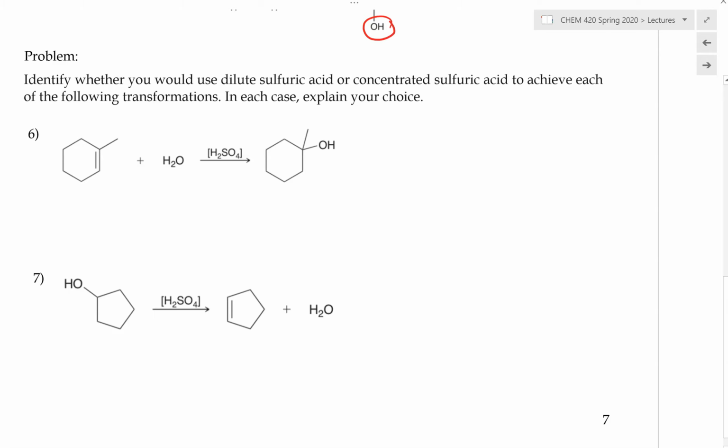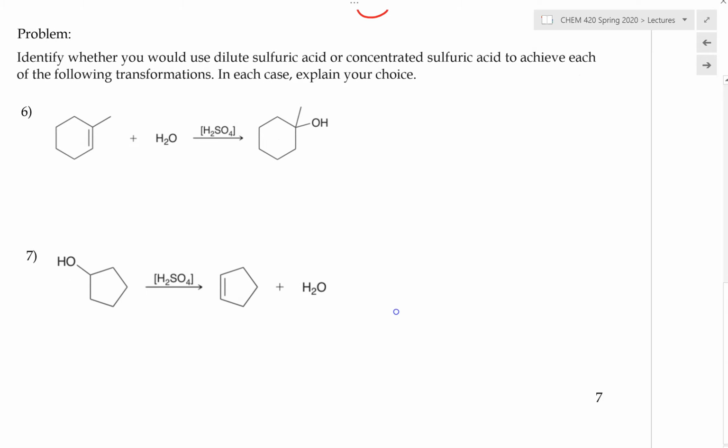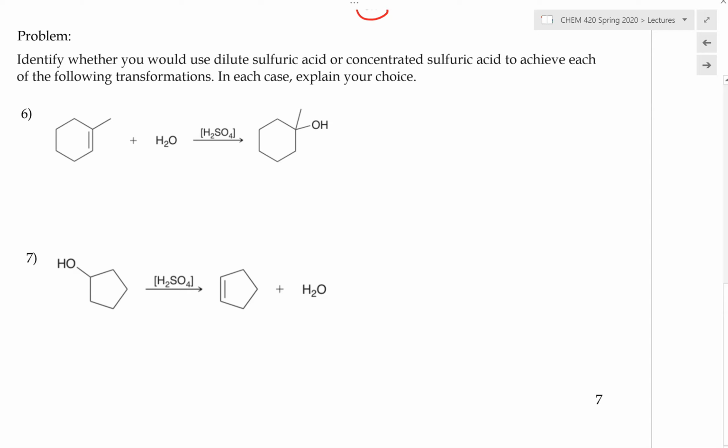And now let's try some of the practice problems. So here's the problem. Identify whether you would use dilute sulfuric acid or concentrated sulfuric acid to achieve each of the following transformations, and in each case explain your choice.